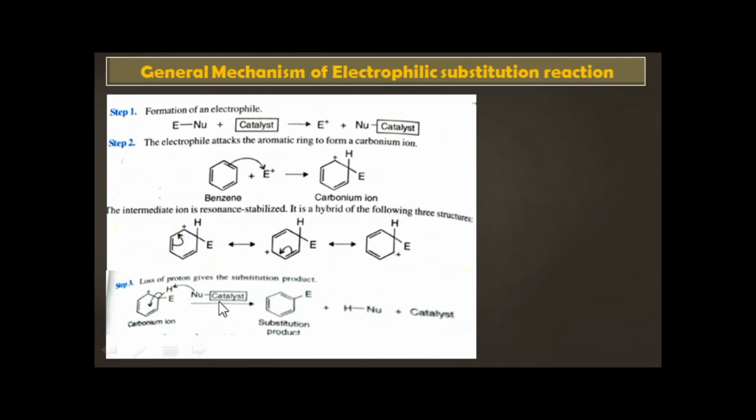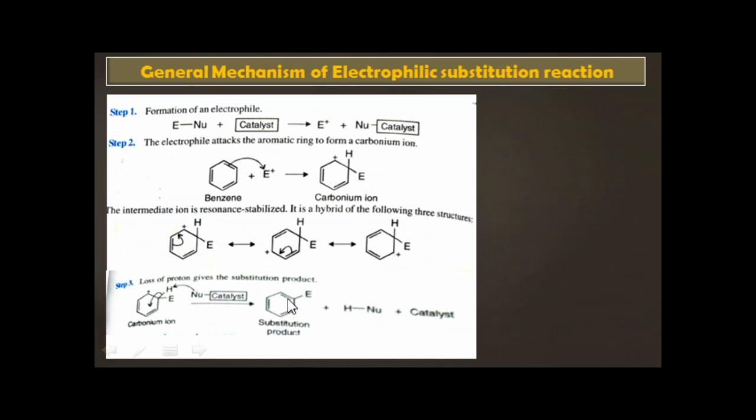In the third step, loss of proton gives the substitution product. So this is the stable carbonium ion generated. This upon loss of proton leads to the formation of the desired substituted product. This is the general mechanism for all the types of aromatic electrophilic substitution reaction.